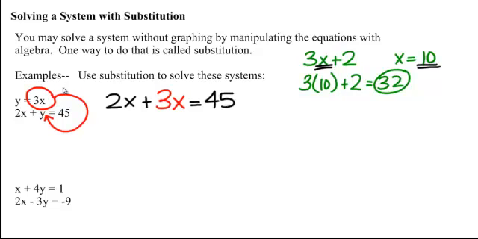Now what happens when we do this is we end up with only one variable now. If you look, this new thing that we wrote only has x's. And we know how to solve things that only have x's. So we can combine our like terms here. We'll end up with 5x equals 45. And then if we divide both sides by 5, we get that x equals 9. This is an answer, but it's not the whole answer.